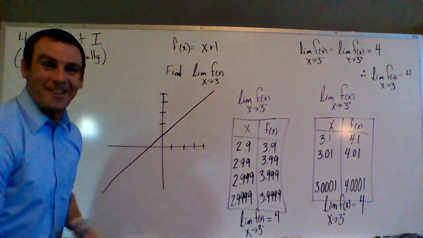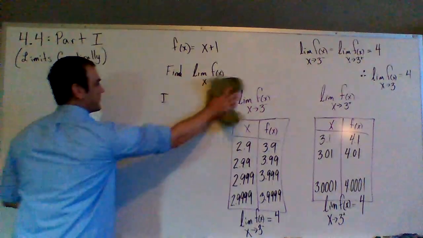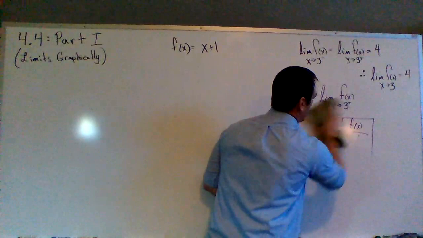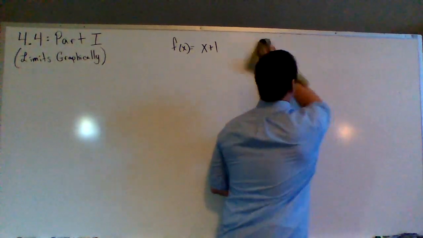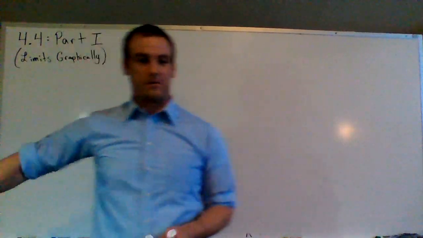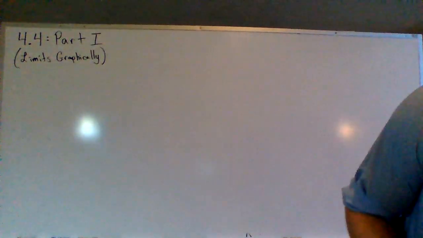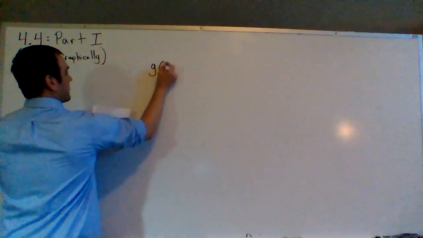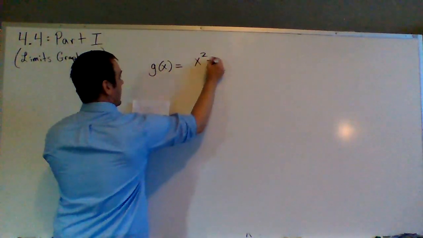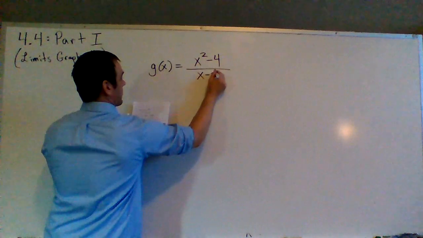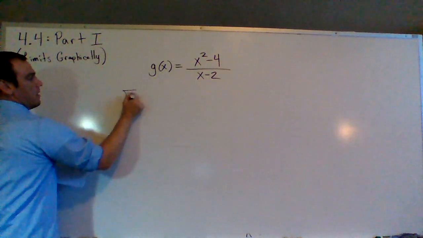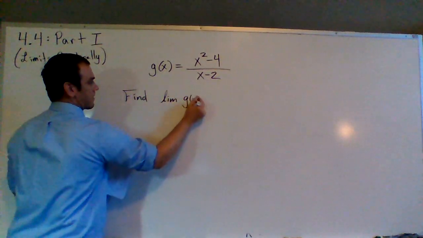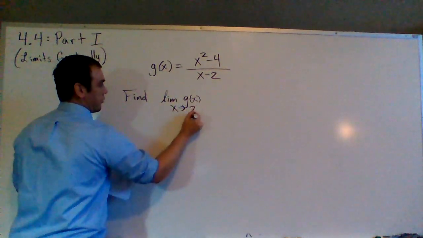Hey, let's do another one! Alright. That was too easy. We need to go back to rational functions, right? Check this guy out. G of x equals x squared minus 4 over x minus 2. We need to find the limit of g of x as x approaches 2.